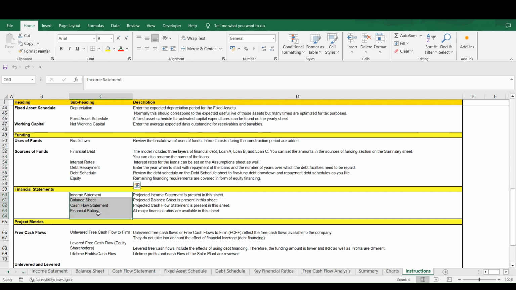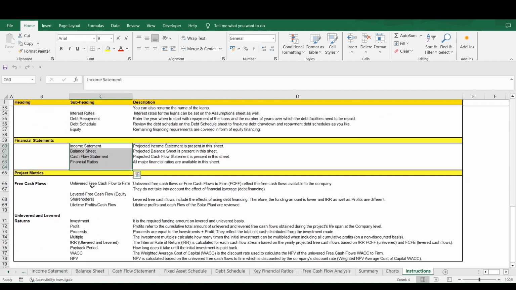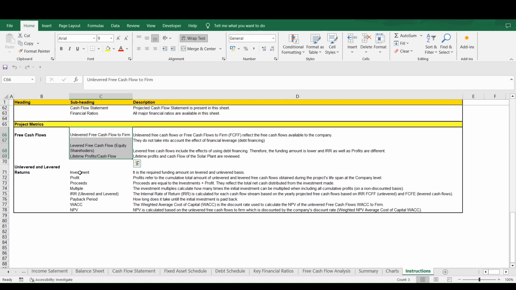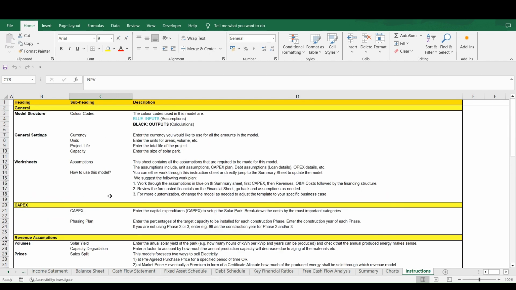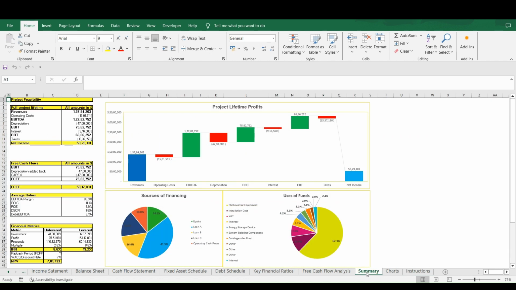Then we have our output sheets: financial statements, income statement, balance sheet, and cash flow statement. Then we have project metrics like unlevered free cash flow, levered free cash flow, and lifetime projection of cash flows and profit. Then we have our investment profit, proceeds and multiple, internal rate of return, levered and unlevered. Then we have payback period and back calculation and net present value of the project. So now let's start with the summary sheet. Let's first look at the summary sheet, then we'll go back to starting from the assumptions.